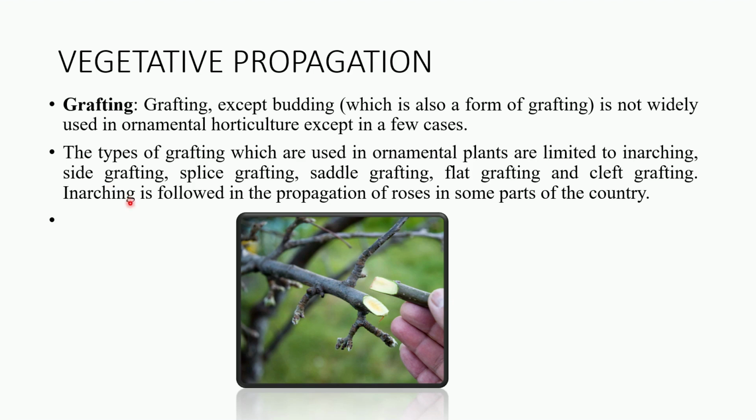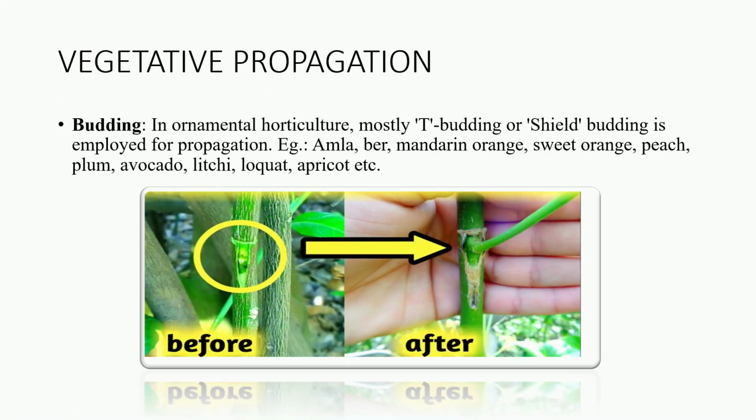And coming to the next slide. In ornamental horticulture, T-budding or shield budding is mostly employed for propagation. Some of the examples are amla, ber, mandarin, sweet orange, peach, plum, avocado, lychee, apricot, etc., for budding in vegetative propagation. Let us see about tissue culture in the next slide.